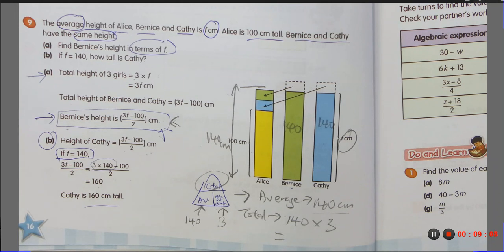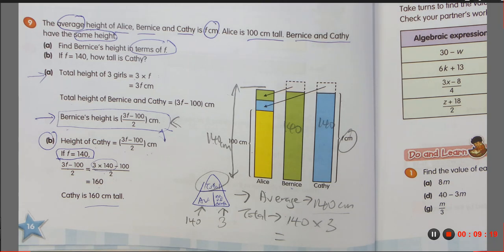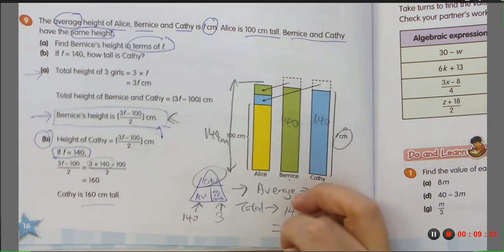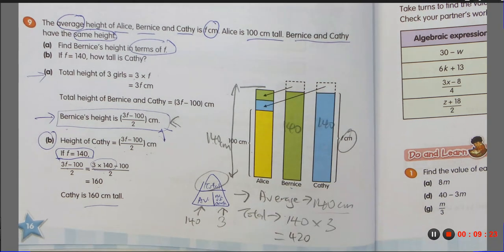Pass on the question, what's the answer? You're waiting for me to calculate for you. Pass on to Marianne. What's the answer? 420. You should be calculating at the same time. Marianne is also not putting her head to it.